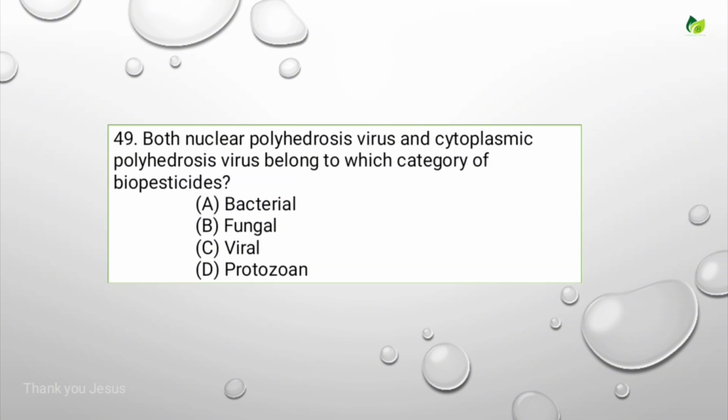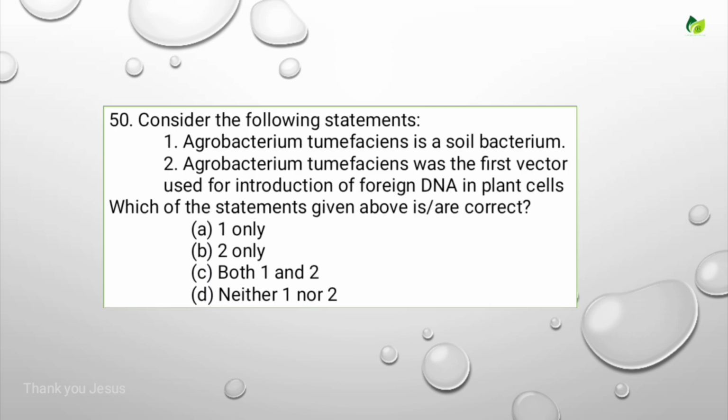Both nuclear polyhedrosis virus and cytoplasmic polyhedrosis virus belong to which category of biopesticides? Options are bacterial, fungal, viral, protozoan. So they are viral biopesticides. Let's see the next question.